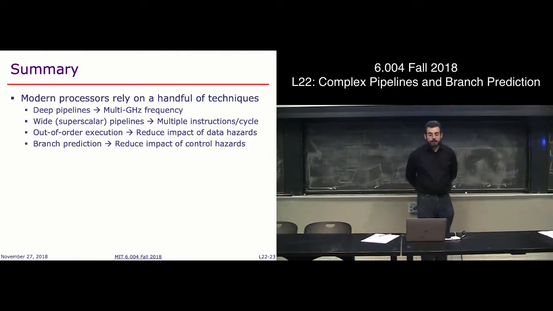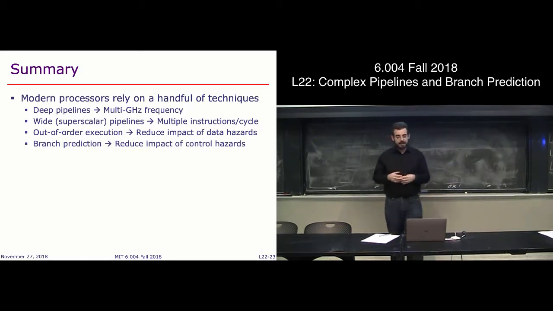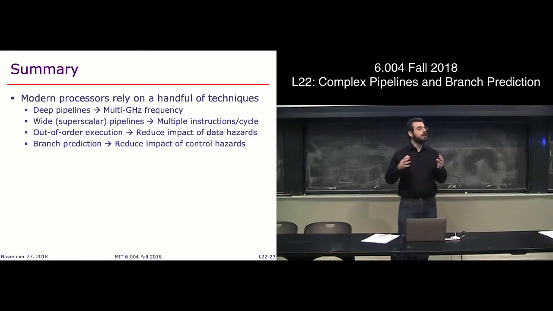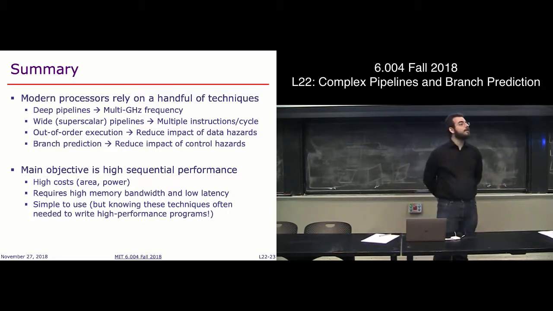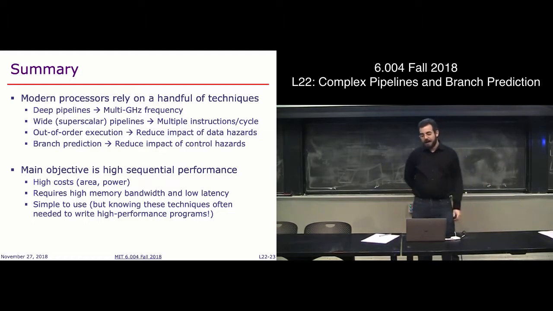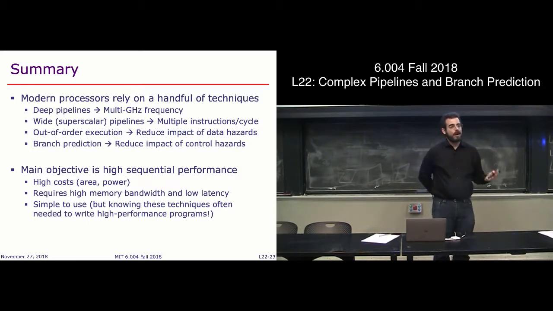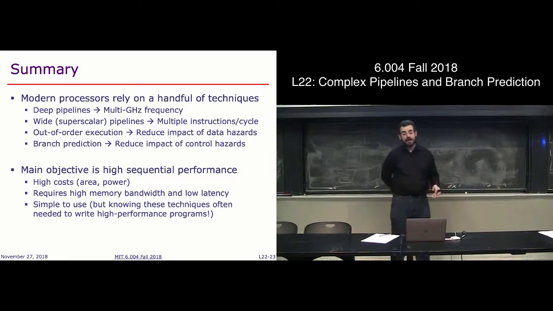Okay, so that's it for today. Modern processors basically rely on a handful of techniques: deeper, wider pipelines to get good ideal CPI, and then out-of-order execution and branch prediction to reduce the impact of hazards. These techniques have been very good to get high sequential performance. So you write a serial program, it runs really quickly. Unfortunately, they ran out of steam in the mid-2000s, and since then, we've moved to multicore processors that integrate multiple of these processing cores, and this is what we will discuss the week after next.